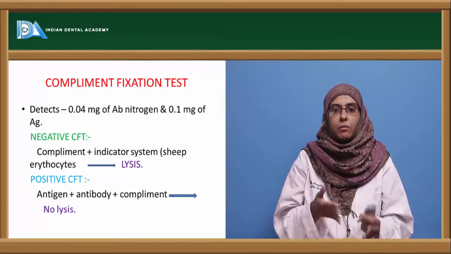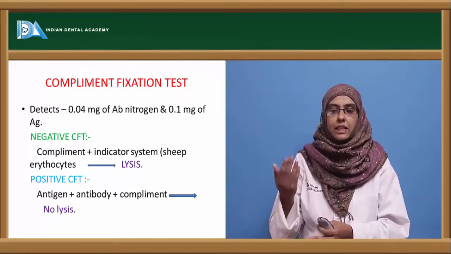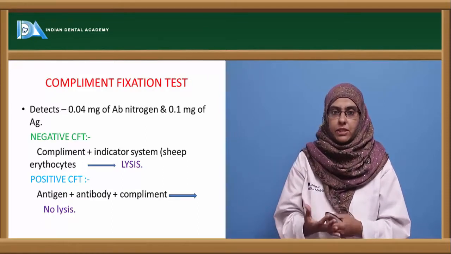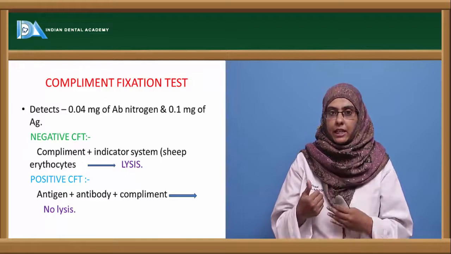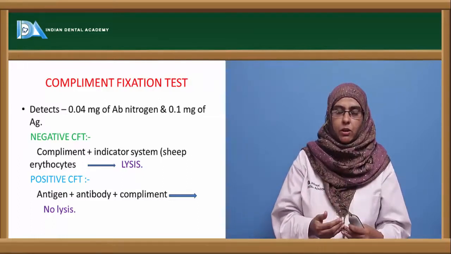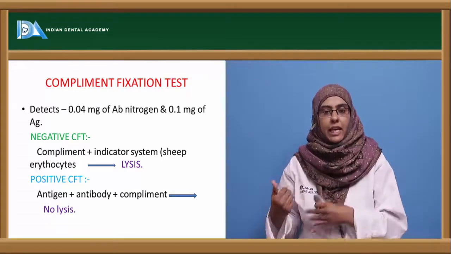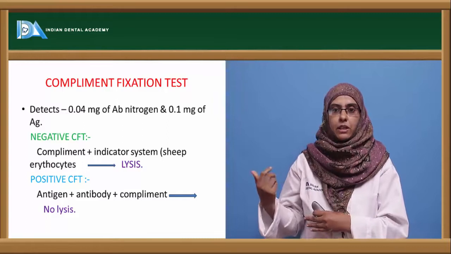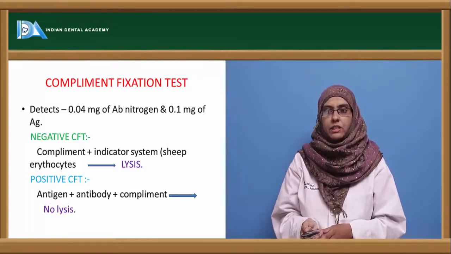So if the complement is free, it is able to cause the lysis of the sheep RBCs. Lysis indicates a negative complement fixation test. In a positive complement fixation test, if the antibody is specific towards the antigen, an antigen-antibody complex is formed and the complement will be fixed, and it is not free to lyse the sheep RBCs along with the antibody. So no lysis means a positive complement fixation test.